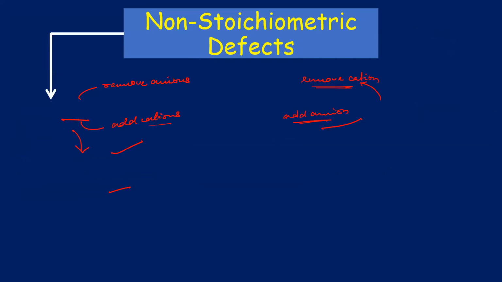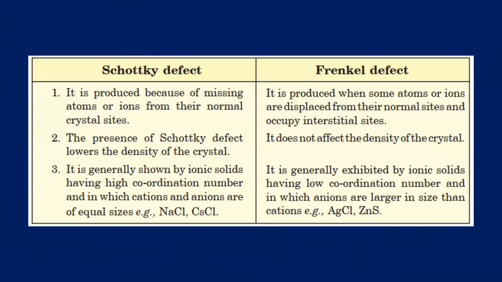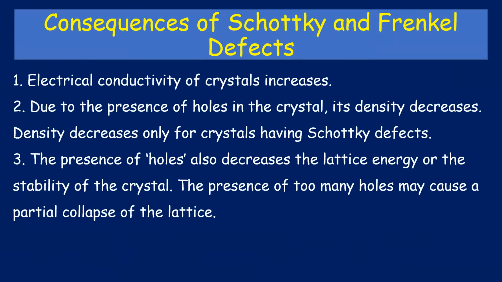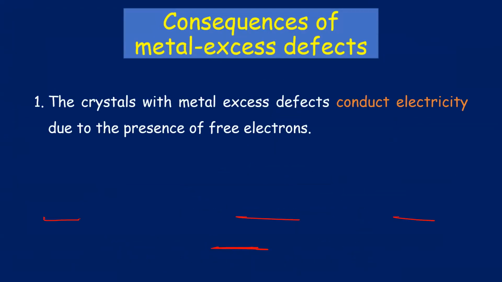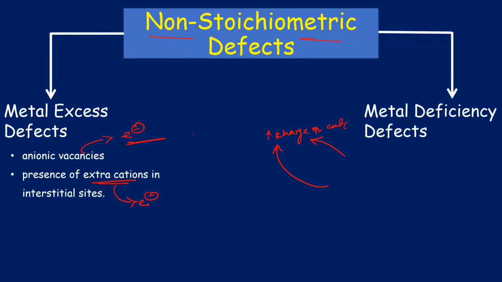In the stoichiometric defects, AgBr is a solid which shows both Schottky and Frenkel defects. Okay, now moving on. Non-stoichiometric is done. Then we have one left, which is impurity defect.